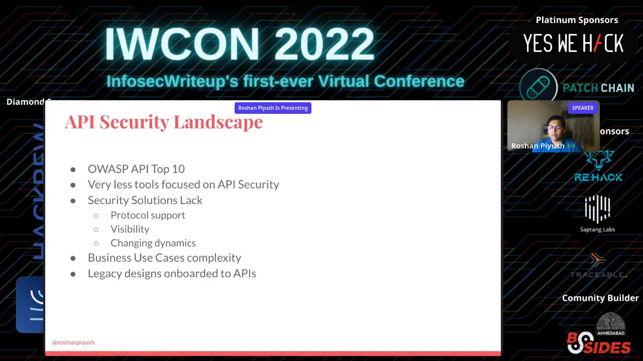Yeah, there are interactive tools like Burp, which do really good to some extent. But if you have ever tried to use GraphQL, you will need an extension for that. And security solutions today, even enterprise ones, lack protocol support for many API protocols. There is a visibility challenge as well. And as we talked before, the changing dynamics of the applications have never been up to date with the security solutions. Also, the business use case complexity around the applications keeps evolving.